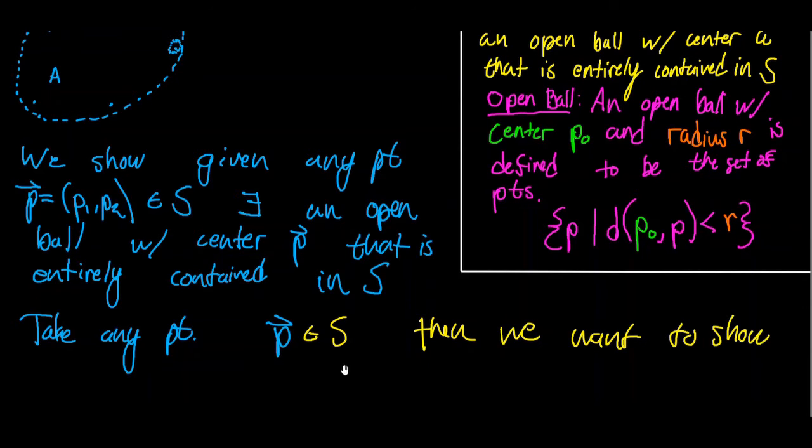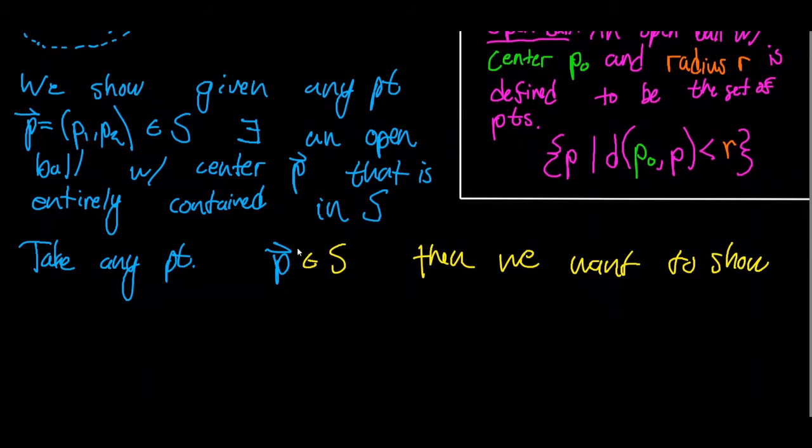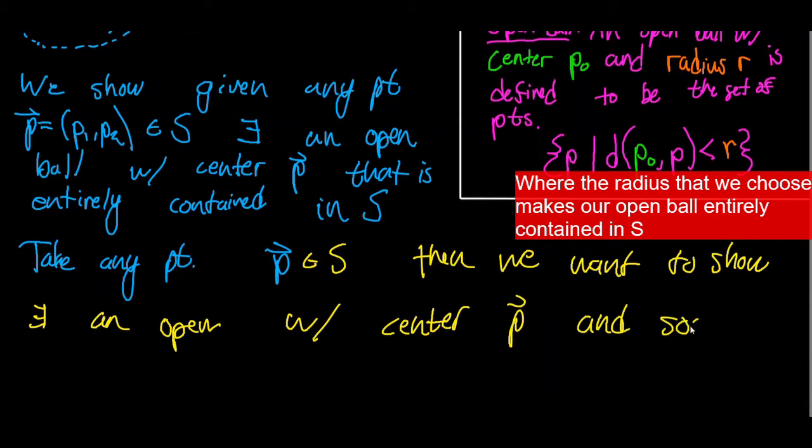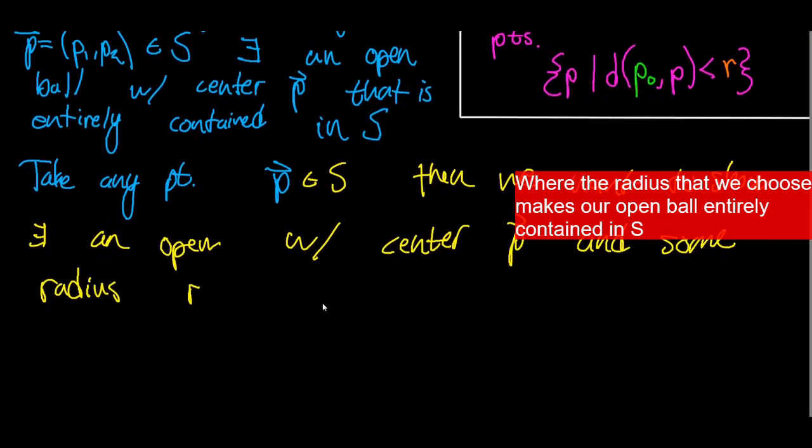Then we want to show that there exists an open ball with center P and some radius r. But we don't have our radius r. I'm going to emphasize that again. We don't have our radius r.